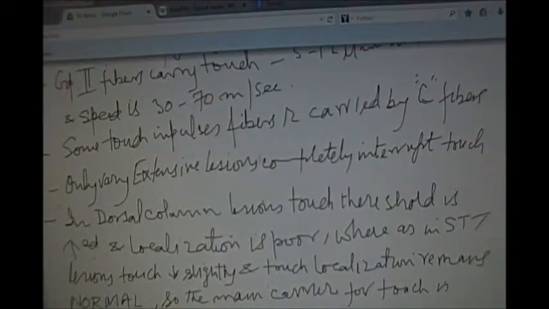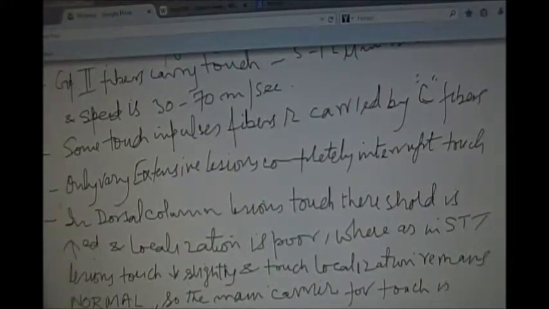Two types of fiber carry touch, but mainly the touch sensations are carried by group 2 fibers, which are 5 to 12 micrometers in diameter, and the speed is very high, 30 to 70 meters per second. The second type of fiber that carries the touch is the C fibers. Only very extensive lesions completely interrupt the touch fibers.